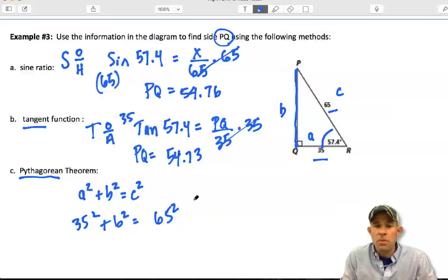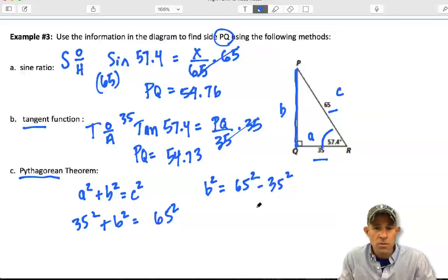Now I'm going to solve for b. So I got to get b squared by itself first. So we'll take 65 squared minus 35 squared. Now be careful. Don't assume that this is equal to 30 squared. You need to square first. Follow your order of operations. However, we're going to do this all in our calculator in one swoop.